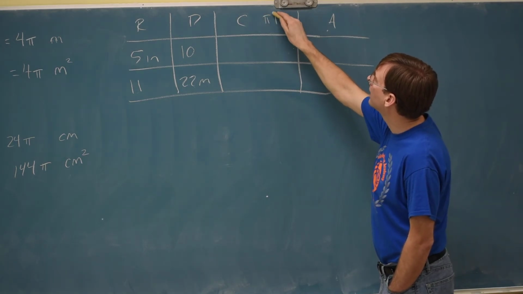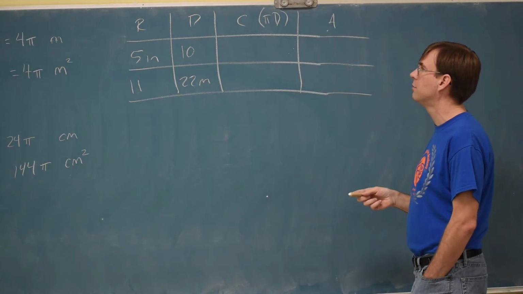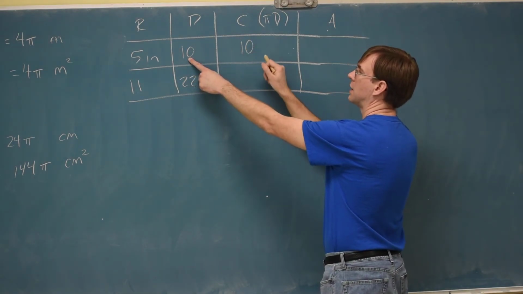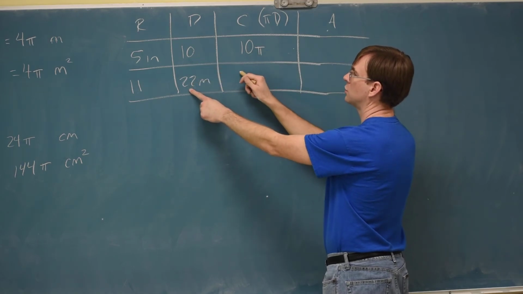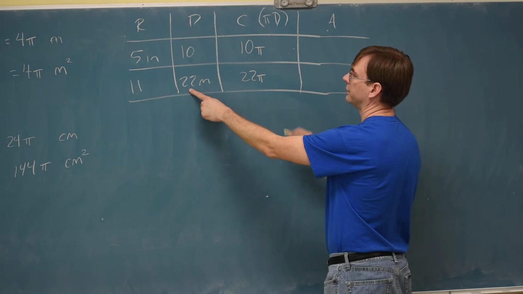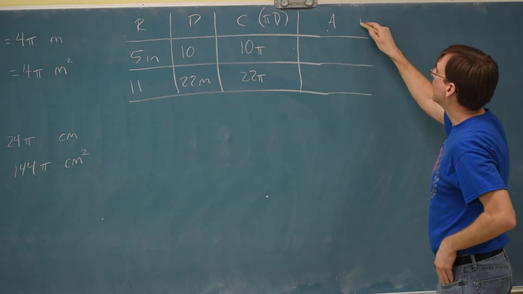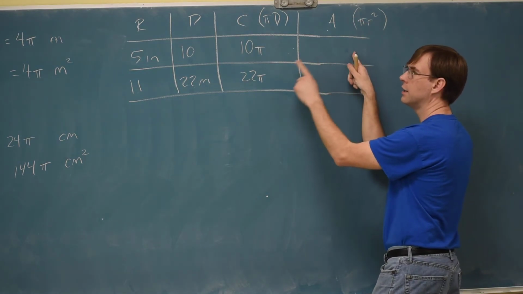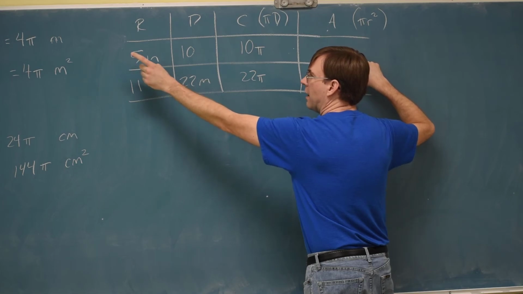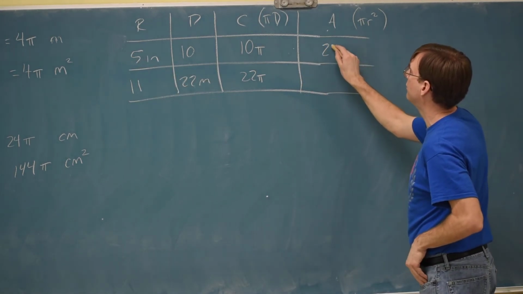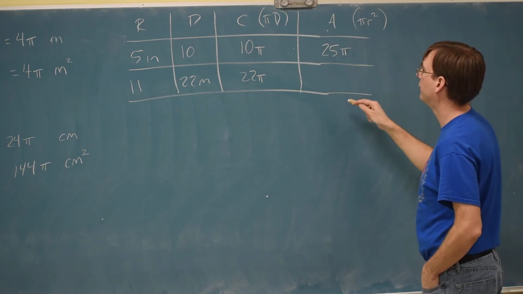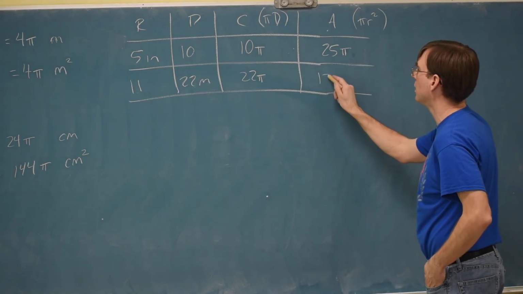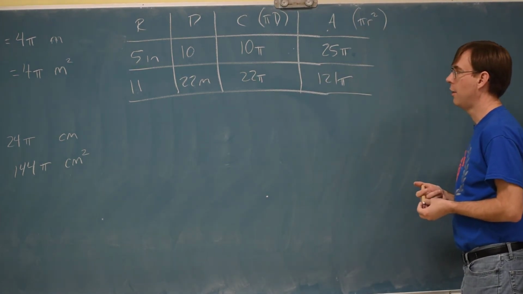Circumference on your paper lists the formula to take pi times the diameter. So this diameter leads me to a circumference of 10 pi. This would lead me to 22 pi. Area has the formula pi times radius squared. So to do this square, I need to look back to the radius squared. 5 times 5 is 25, and just stick a pi on it. For this square, I'd look back to the radius. 11 times 11 is 121, and stick a pi on there.